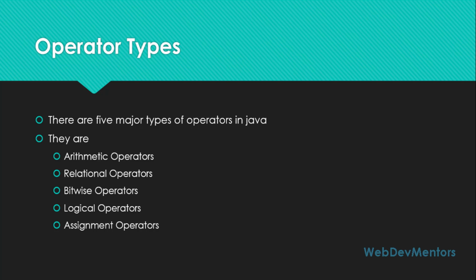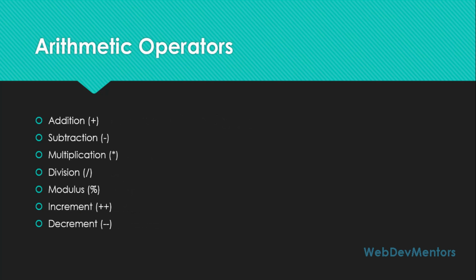When it comes to bitwise operators, if you want to do some complex functions, you will go to bitwise operators. So arithmetic operators. Arithmetic operators are used to do basic mathematical arithmetic operations. They include addition, subtraction, multiplication, division, modulus, increment, and decrement.